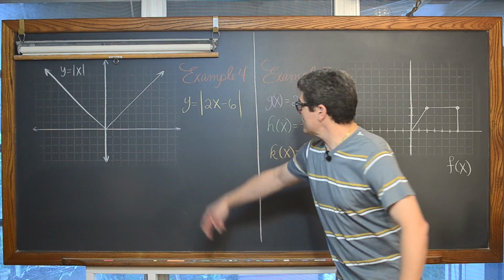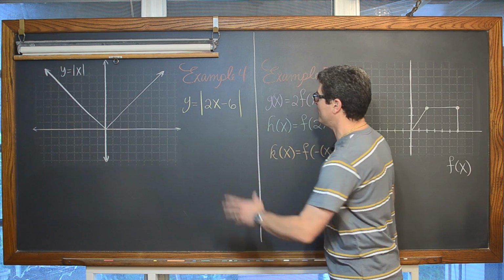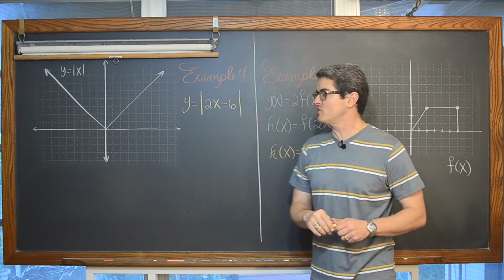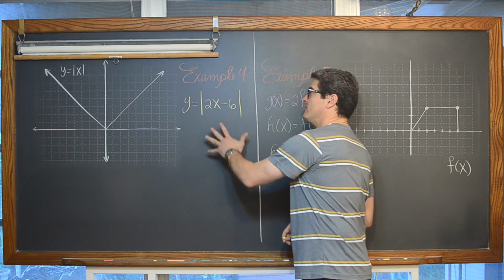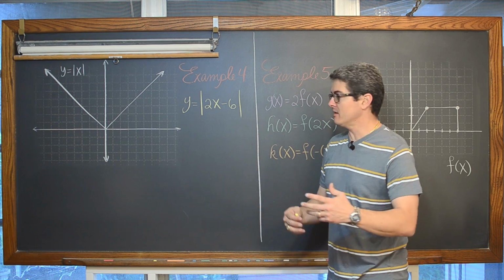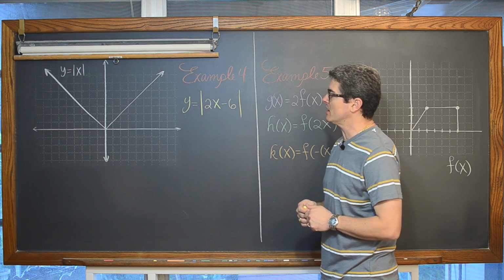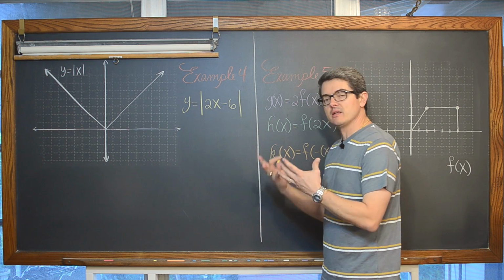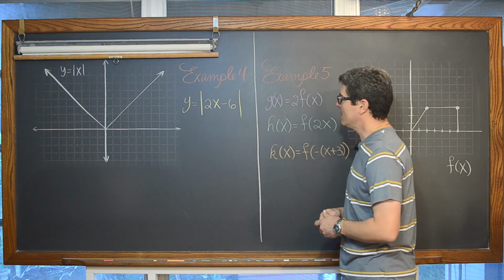So here we have examples 4 and 5. We're going to sketch the graph of y is equal to the absolute value of 2x minus 6. Actually, you can leave it in this format if you like, and still get a correct sketch of what this absolute value function will look like. But let's put this in the format that I prefer and keep all of the examples consistent.